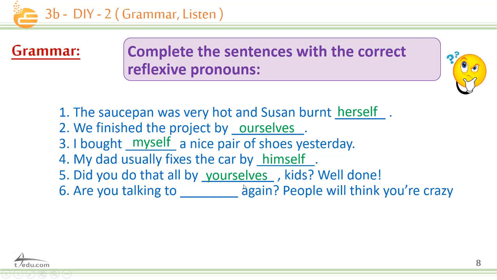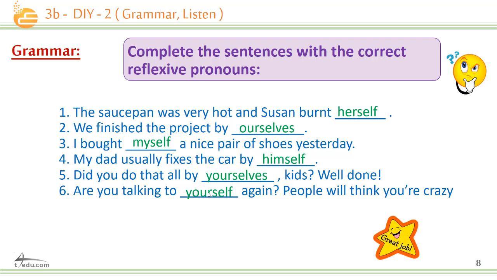Yourselves. Kids. Okay, so here, because it's kids, we have the plural form. Are you talking blank again? People will think you're crazy. So you are talking to yourself. Very good. Yourself.